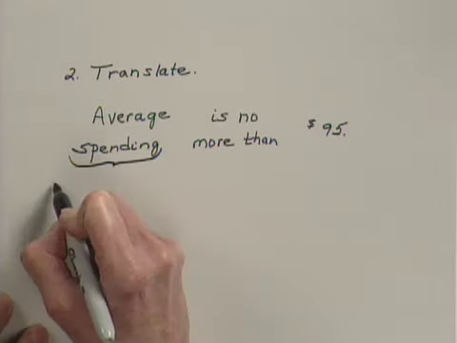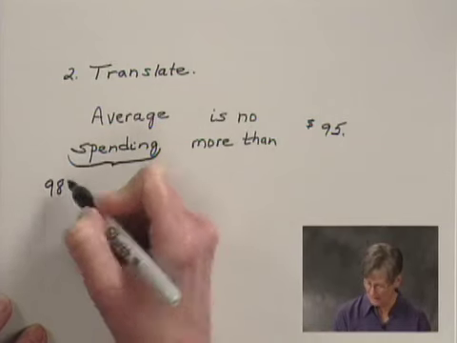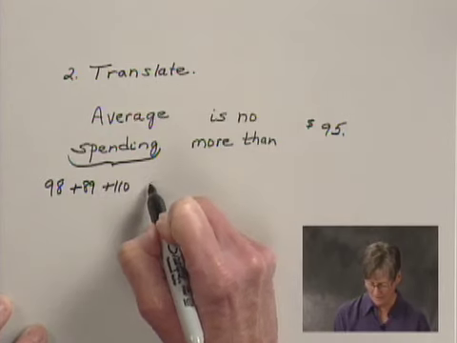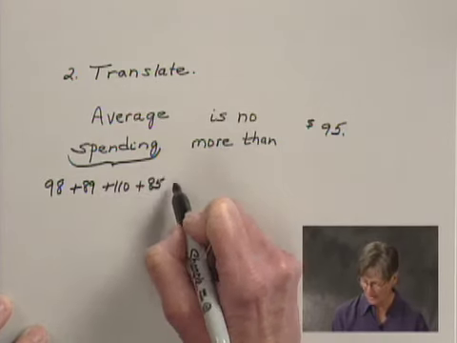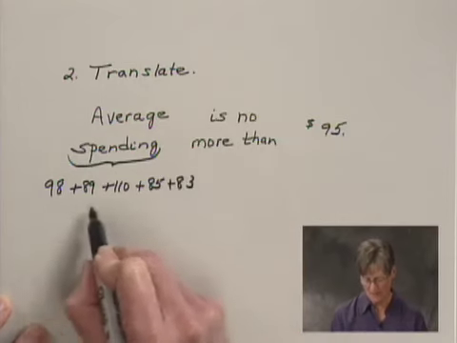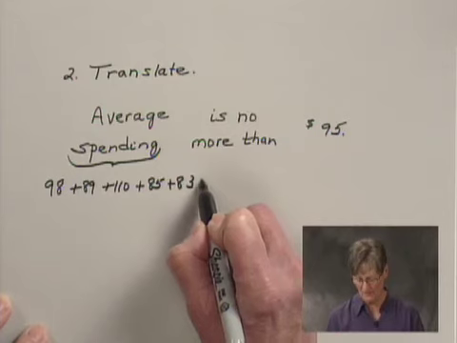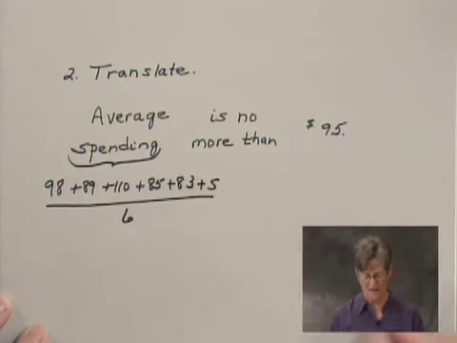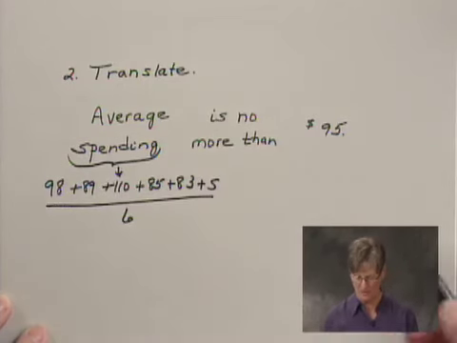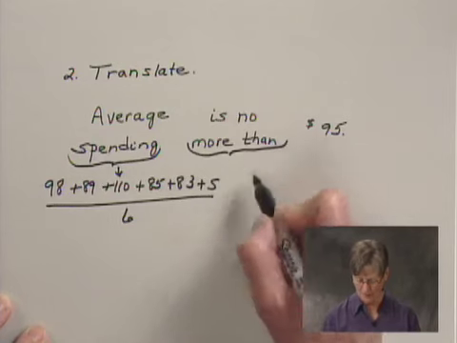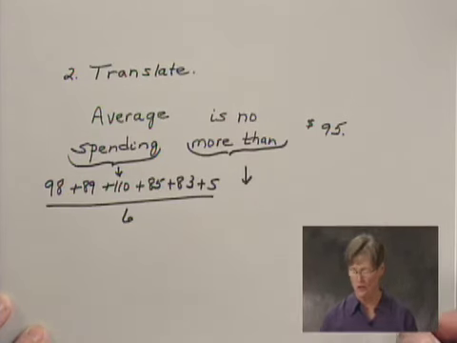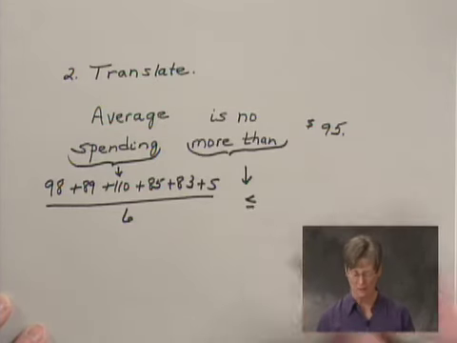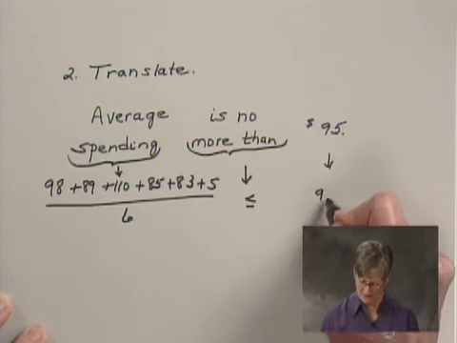So the average spending is going to be 98 plus 89 plus 110 plus 85 plus 83. These are the amounts he has spent in the first 5 months, and then the amount that will be spent in the 6th month is S, and we divide this by 6 to find the average. This is to be no more than. We translate no more than to be less than or equal to 95.